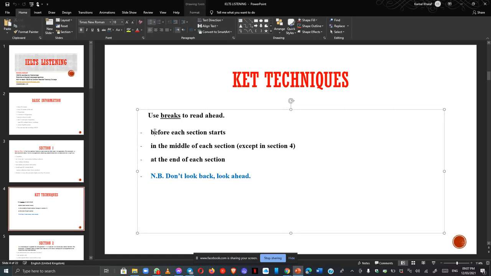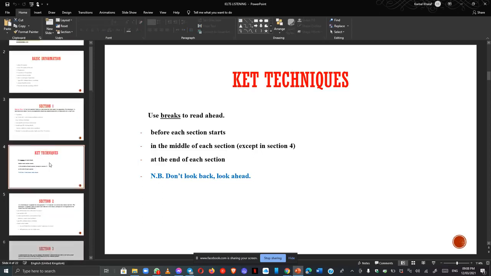Before each section starts, you have a break. In the middle of each section, you have a break, except for section 4. In section 4, you will not have a break in the middle of the last 10 questions. And of course, at the end of each section, you have a break.